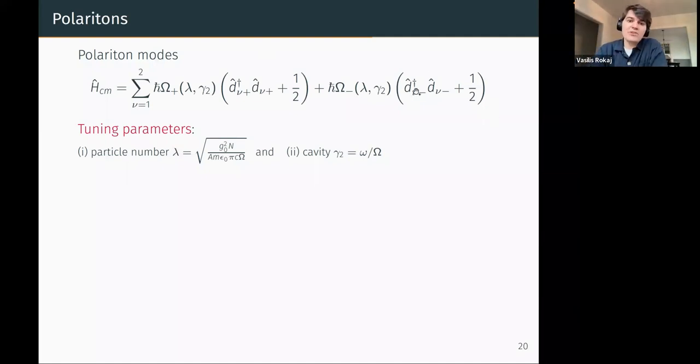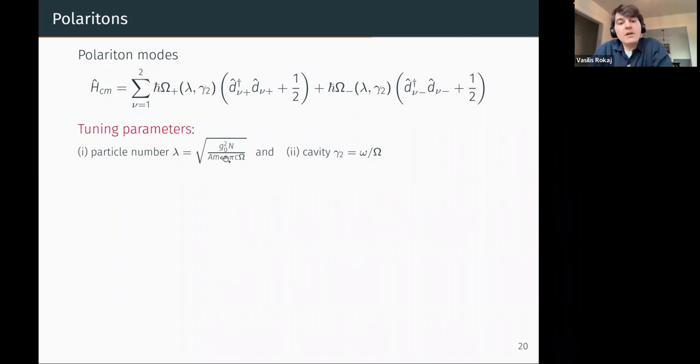These are linear combinations of operators of light and matter, and we get these two mixed hybrid modes, omega plus and omega minus. These are now really the polariton modes in the system. Okay, these are the hybrid quasiparticles that show up in the system. And these two polariton modes depend on two parameters.